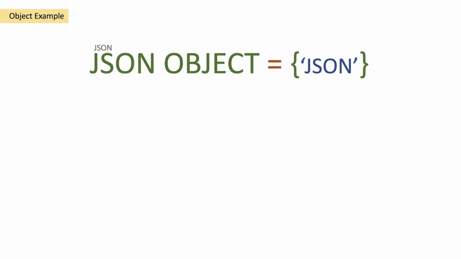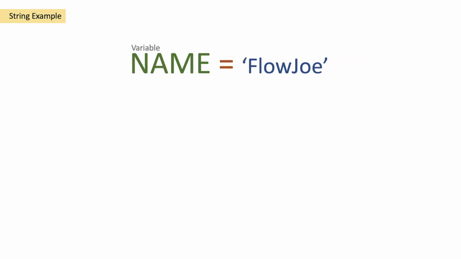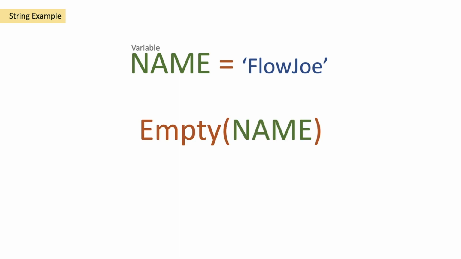Then if we go into the object example, so I've just got a JSON object. I'm going to then pass that into empty, and then what am I going to get back? I'm going to get back false again because our JSON object is not empty. Now it's pretty much the same thing with string. Let's create a variable called name with FlowJoe, and then we're going to pass the string variable of name into empty, and we're going to get back false because we have a string there.